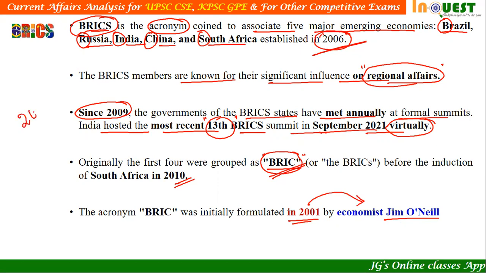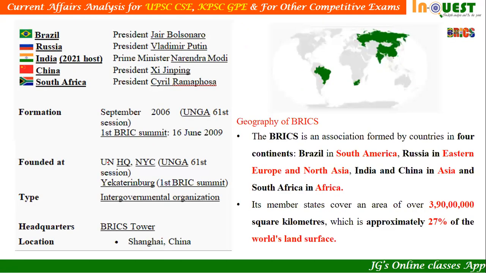So understand the chronology here. So 2001, the acronym was coined. 2006, BRIC Association was formed. 2009, the first BRIC summit was started, and 2010 South Africa was added into the group. So this is the chronology by which the association of BRICS actually unfolded. Next, so let us understand more about this association.